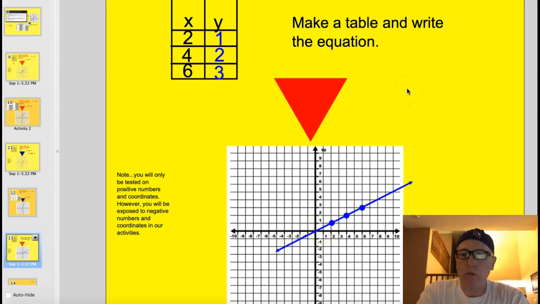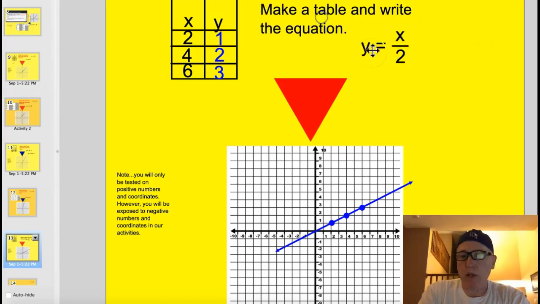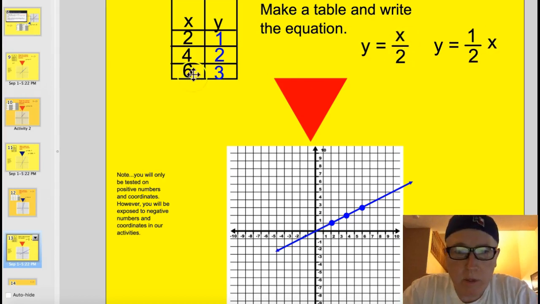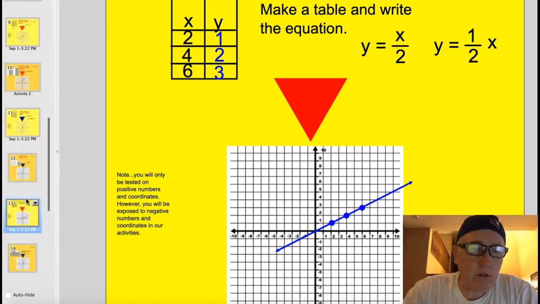All right, so my equation is, I'm just going to move this. My equation is y is equal to x divided by 2. That's one way of thinking about it. Or y is equal to 1/2 x. These are the exact same things. A half of x or x divided by 2. They're the same things. All right, let's have you try one here.